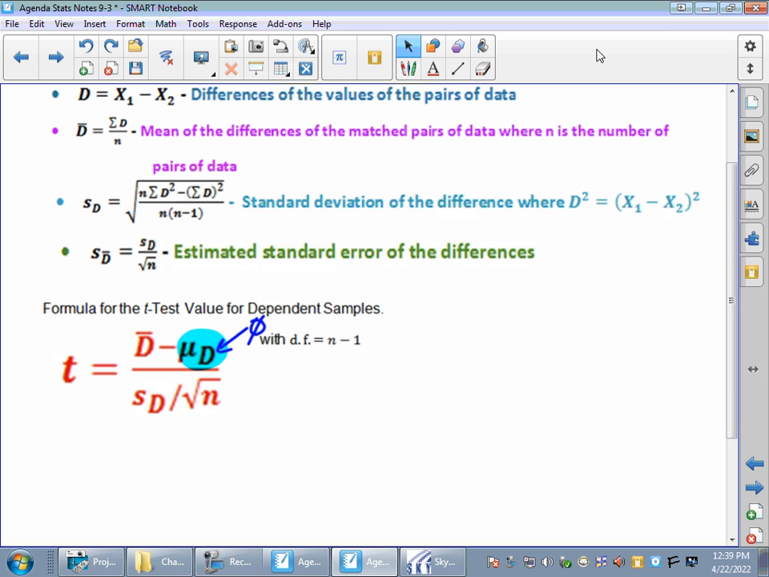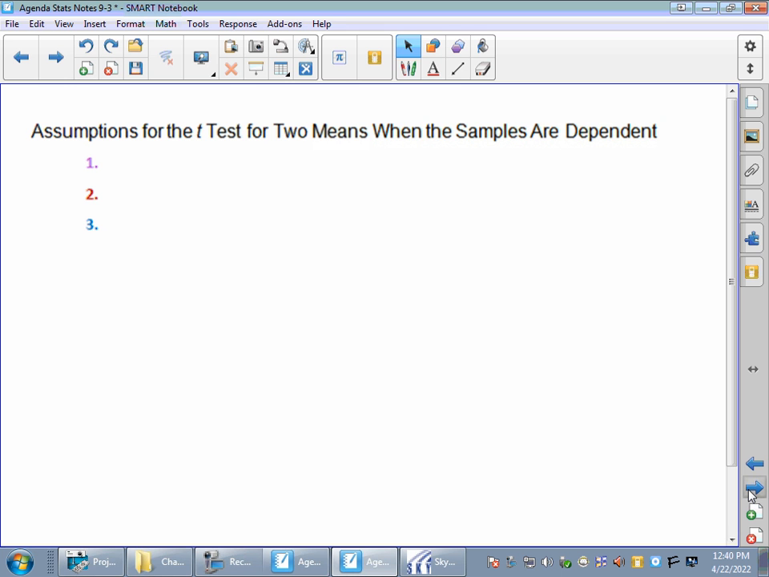So it looks complicated, so we're going to do an example after we talk about our 3 assumptions and make sure that everybody's good. So our assumptions for our t-test. When we've got dependent samples, like always, our samples are random. But they are also dependent. So if we select a sample, our second sample is going to be based on that.